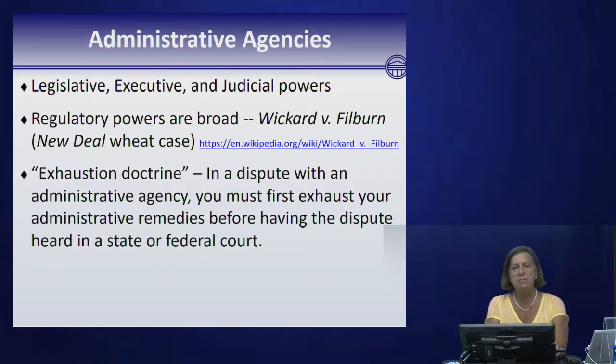In a dispute with an administrative agency, you must first exhaust your administrative remedies before being able to appeal to what I consider to be a real court. So if you're before a federal administrative agency and that agency has a court system, you have to go through their court system first before you're allowed to appeal to a federal court. If it's a state administrative agency, you have to go through their court system first before you're allowed to appeal to a state court. By the way, there is no right to a jury trial before an administrative agency.